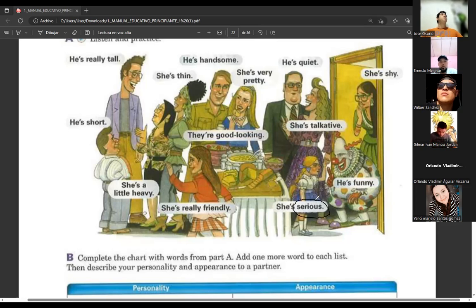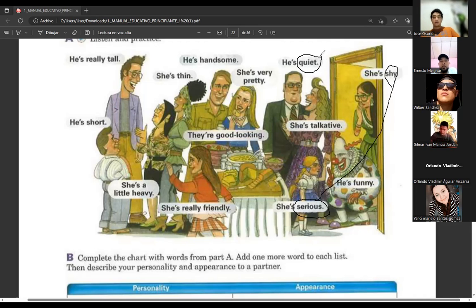Serious. Serio. Tenemos shy, que es alguien como penoso. Callado. ¿Qué significa quiet? Callado. Ah, talkative. Aquí está, ¿verdad? No lo había mencionado. Quiet. Alguien que guarda mucho silencio.